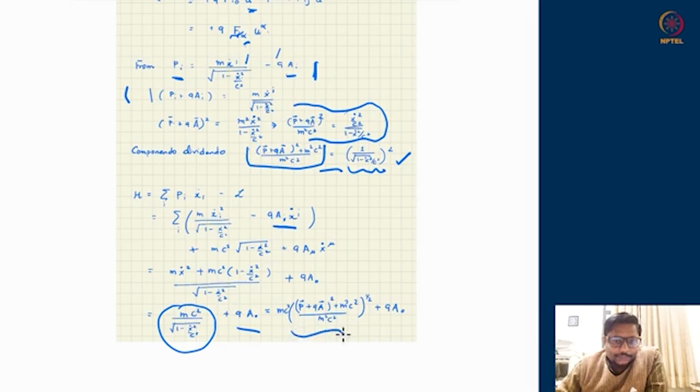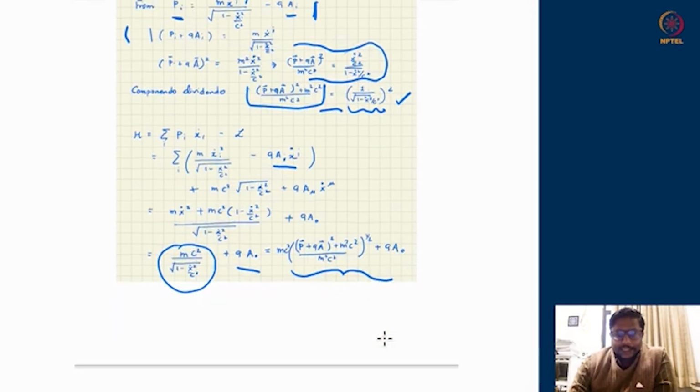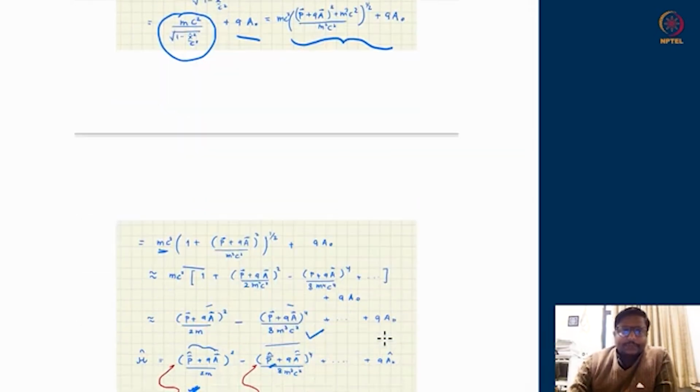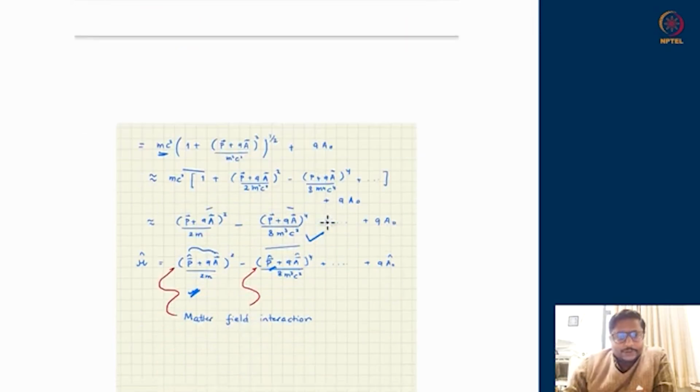So this is the Hamiltonian of a relativistic system, a relativistic particle. But you can see the same term, the 1/2 square root term, can be written as 1 plus (p plus qA) upon m squared c squared. The denominator m squared c squared cancels to get you 1, and the second term is (p plus qA) divided by mc, whole squared, with an overall 1/2 factor, and the qA naught term remains as it is. We have seen it before.